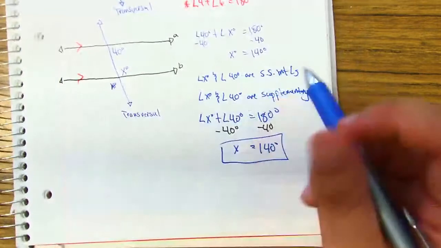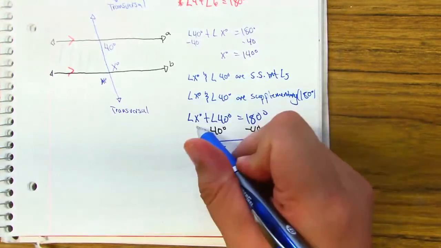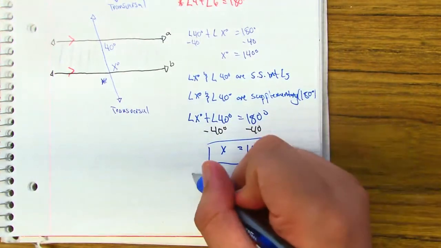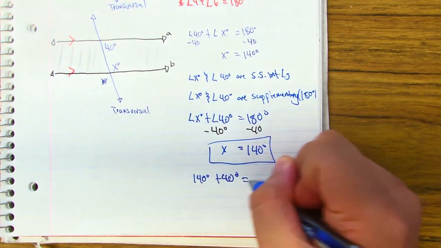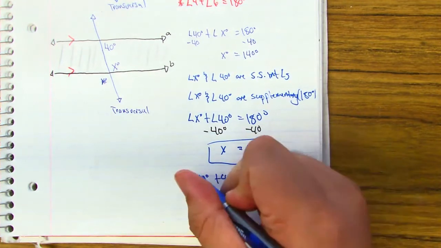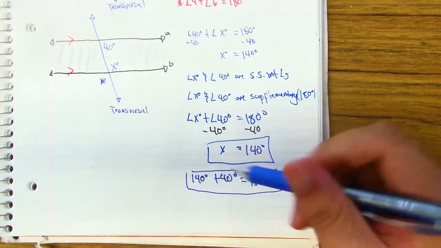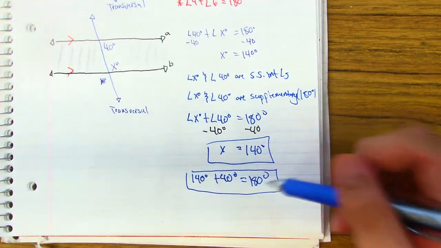You can always double check, right? You can substitute the value of x with 140. 140 degrees plus 40 degrees equals 180. And you can check now that 140 is the correct answer.